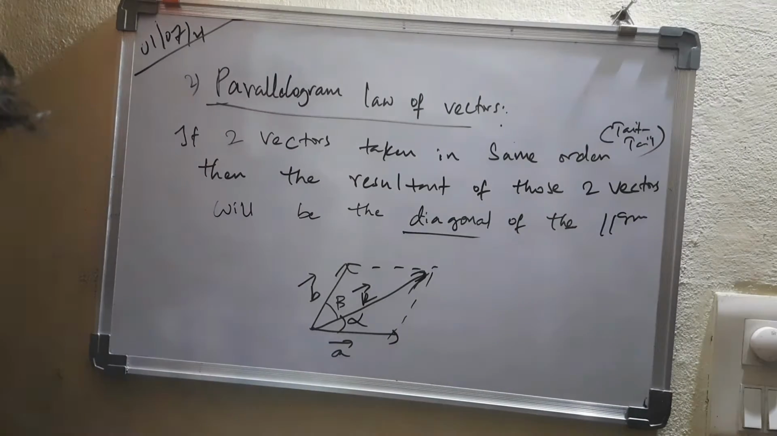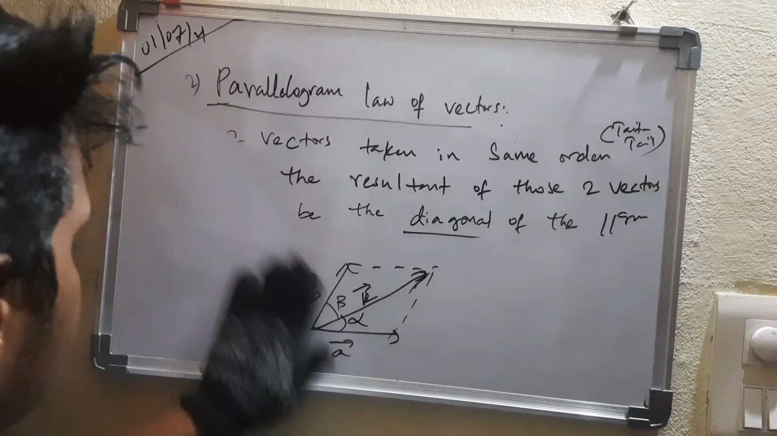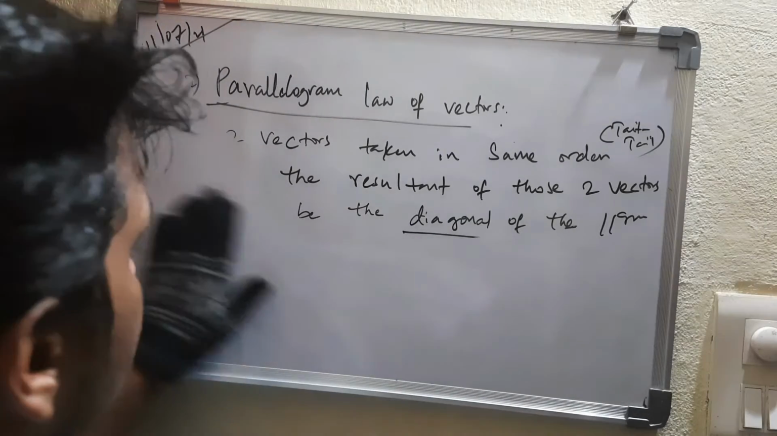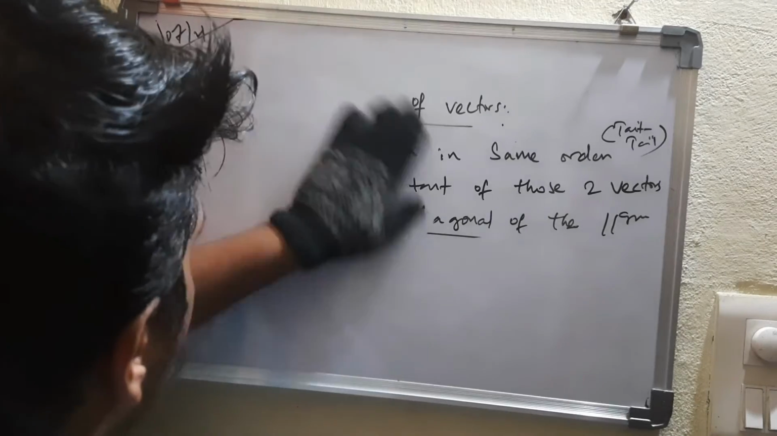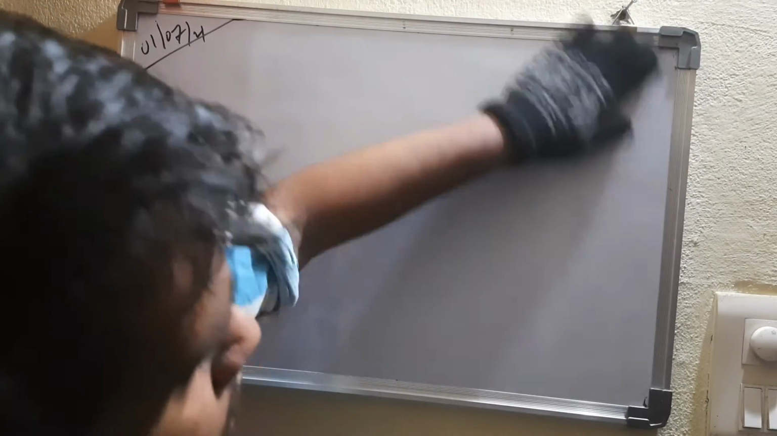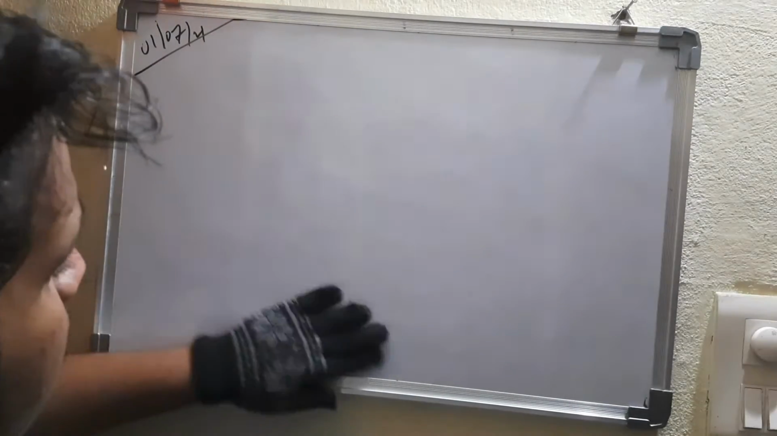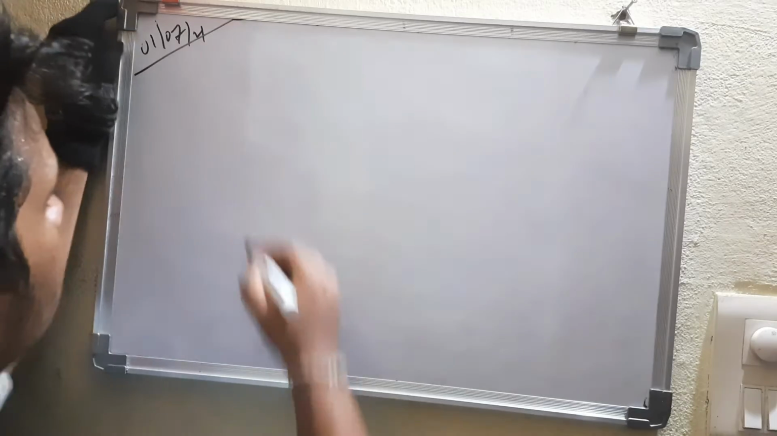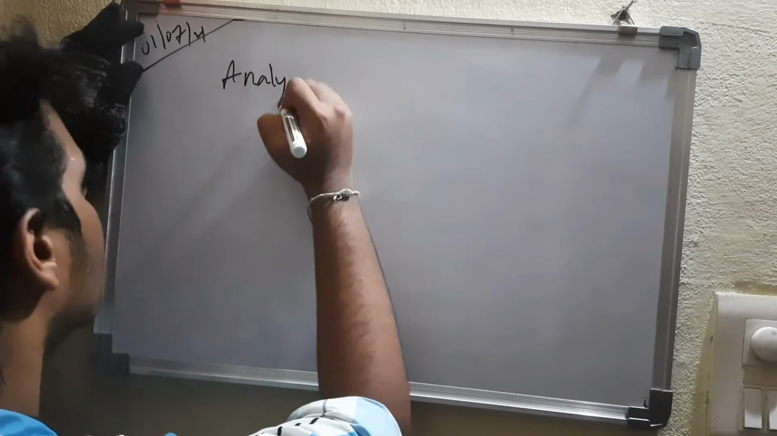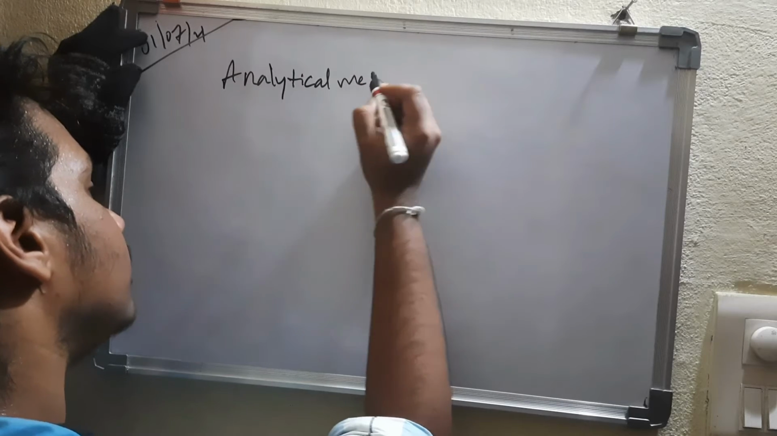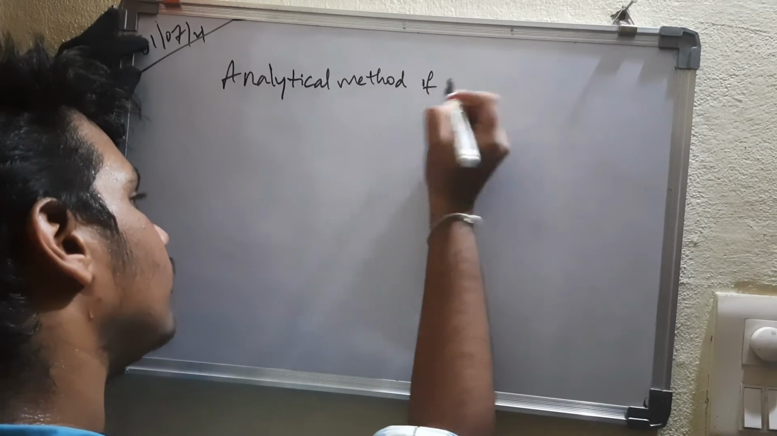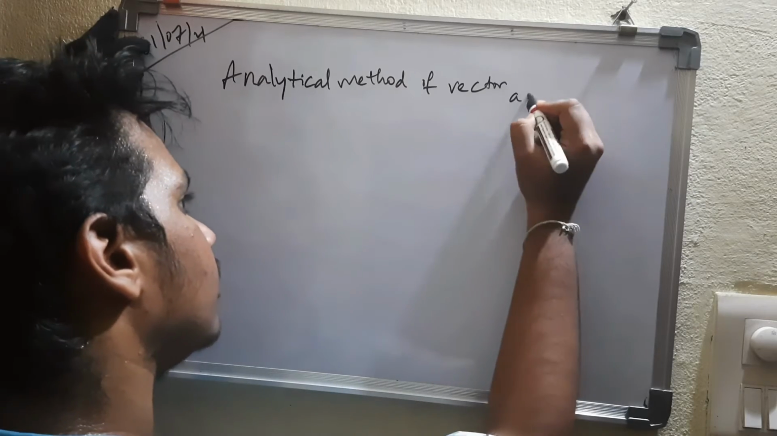Now that was the graphical method of addition. As I said, I'll discuss only two laws of graphical addition, so I won't discuss polygon law. Now I'm going to explain the analytical method of vector addition.